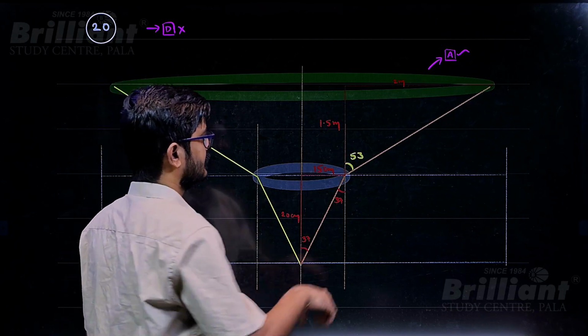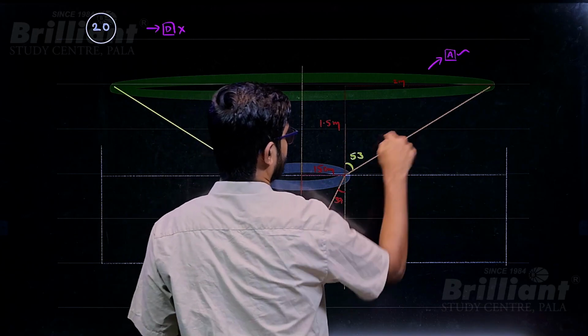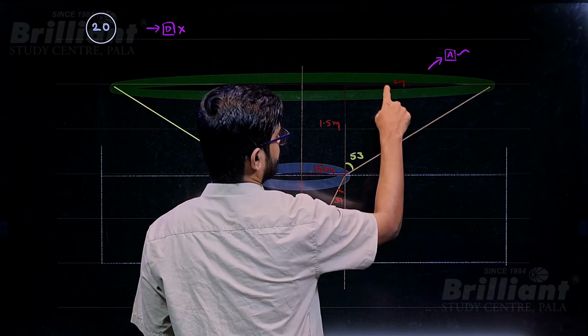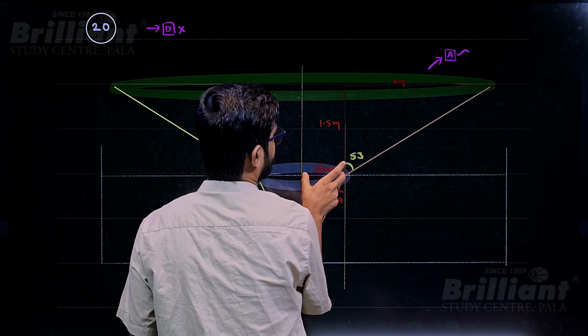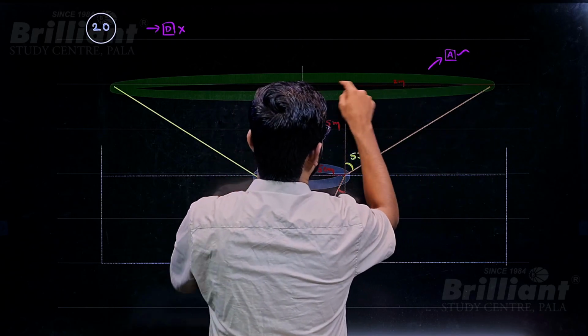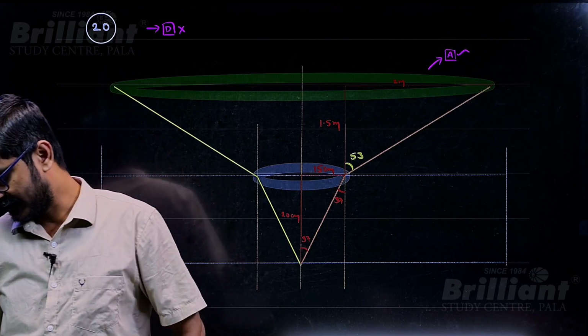Now once you get that, this length is given as 1.5. Again you can take this triangle and you can calculate tan 53. From there you will be getting this length as 2. So if this length is 2 meters and this is 15 centimeters, this radius is 2 meters plus 15 centimeters, which is 2.15 meters. So option A is correct.